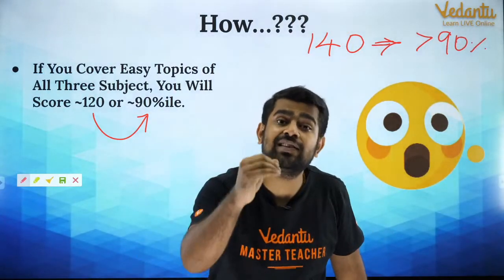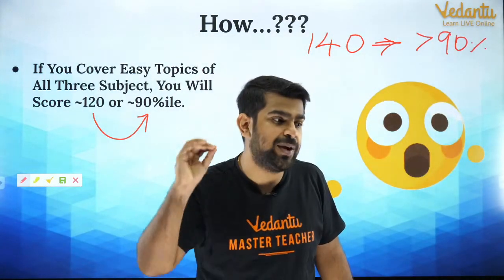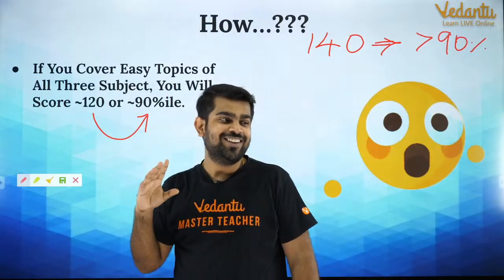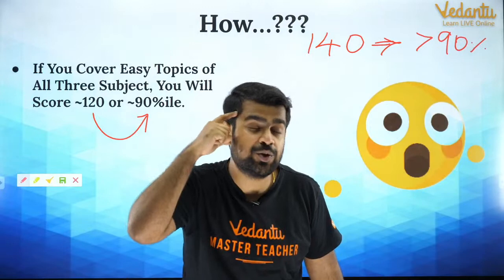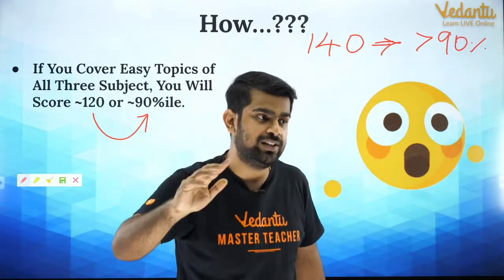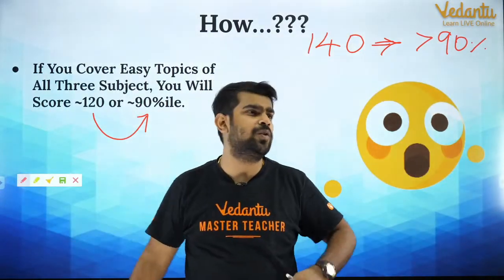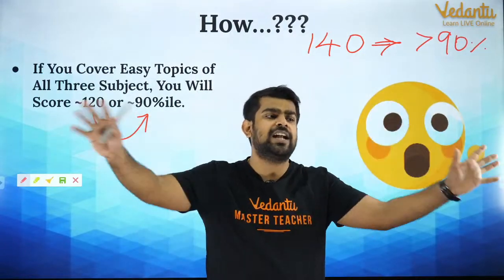So, if you just solve the easy questions properly in the entire paper, you can actually get more than 90 percentile. Can you believe that? That is why I said smart work. You need to be guided by the right teachers, by the right set of people. Otherwise, different people will say different things. One guy will say it's a very tough exam, you cannot get 90 percentile. 90 percentile is an amazing rank.